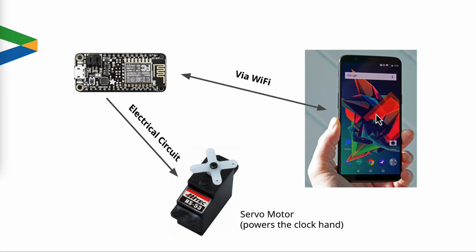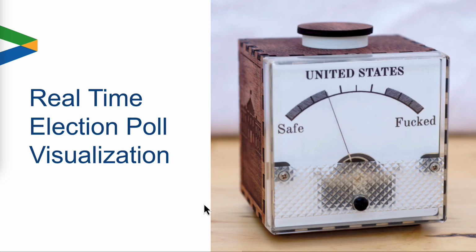So in this case, it goes from the phone. Actually, there's another step here, and that's the cloud, then to the Feather Huzzah, and then it goes to the servo motor that turns the dial to where you are at any particular point in time.